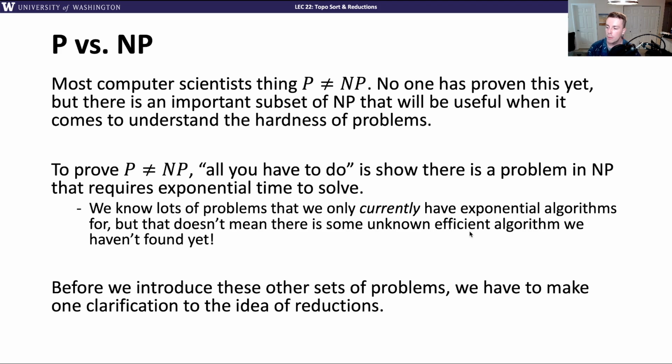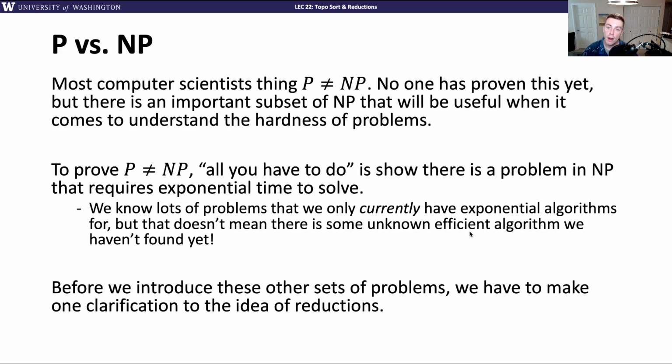So if we want to go about disproving P being equal to NP, so if we want to prove that P is not equal to NP, there's a really useful subset of problems to consider that help you make claims about a lot of problems in NP. At a very basic level, to prove that P is not equal to NP, all you have to do is show that there is a problem in NP that requires exponential time to solve. So something that's not polynomial time.